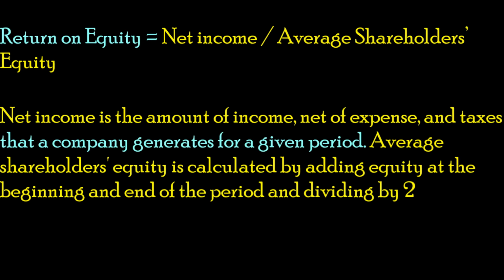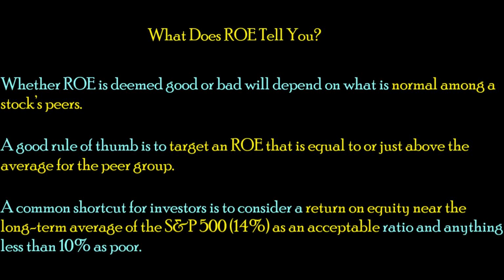So what does ROE actually tell you? Whether ROE is deemed good or bad will depend on what is normal among stock peers. For example, utilities have many assets and debt on the balance sheet, compared to a relatively small amount of net income. A normal ROE in the utility sector could be less than 10%. A technology firm may have a normal ROE around the levels of 18% or more.